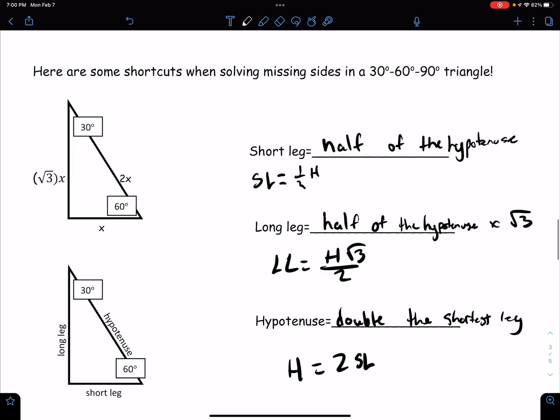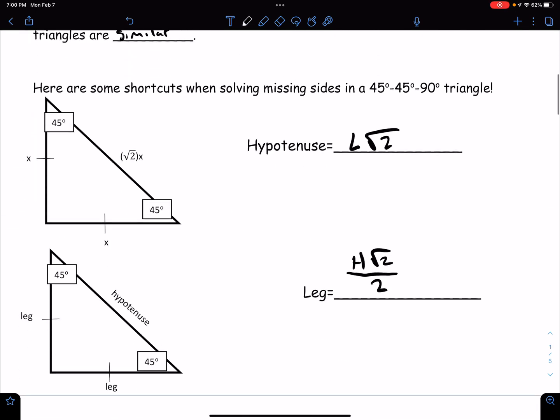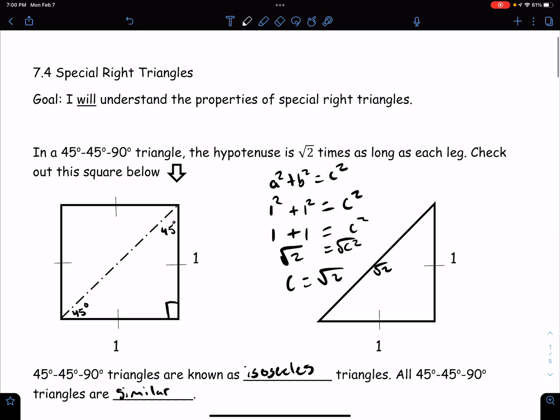So anyways, that is all the notes today. So again, it's 45, 45, 90 triangles and 30, 60, 90 triangles.